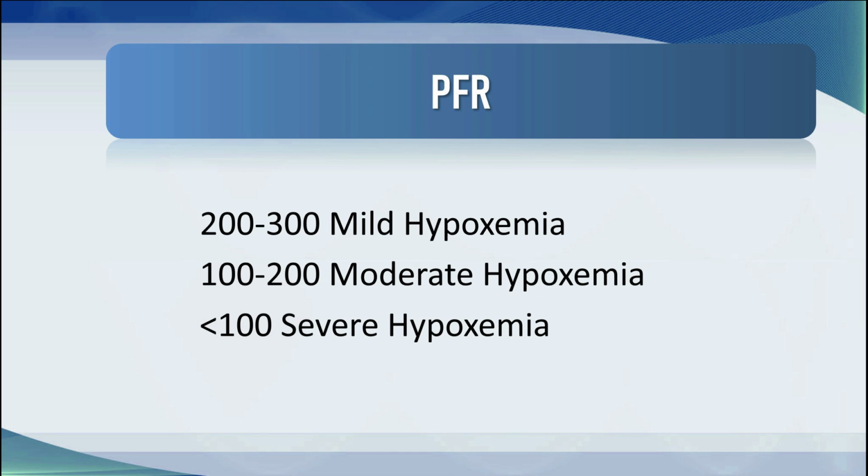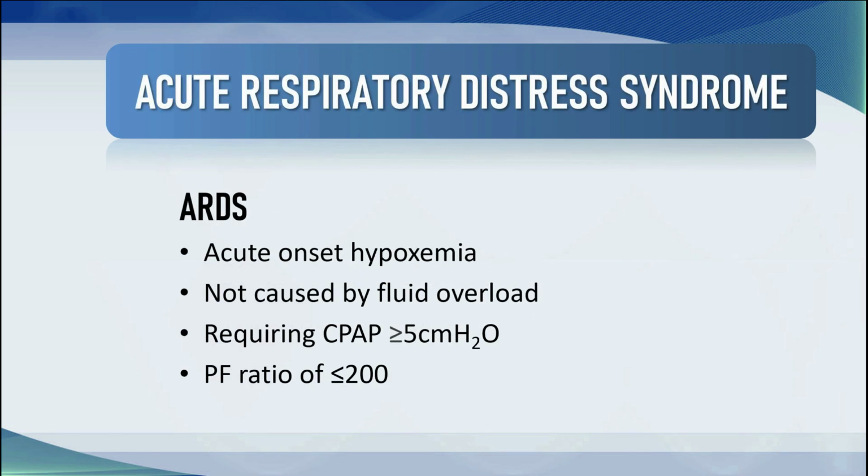Now, you might wonder about the scienciness of this. You're actually dividing a percentage by a number, that is pressure in millimeters of mercury, and you wonder if there is a better alternative way. But nonetheless, this has caught on, and for 30 years or so, it has been the standard way of calculating hypoxemia in acute respiratory distress syndrome. The current definition, the Berlin definition, is acute onset of hypoxemia that's not been caused by fluid overload, where the patient is requiring CPAP of more than 5 centimeters of water, or PEEP of 5 centimeters of water, and the PF ratio is less than 200.